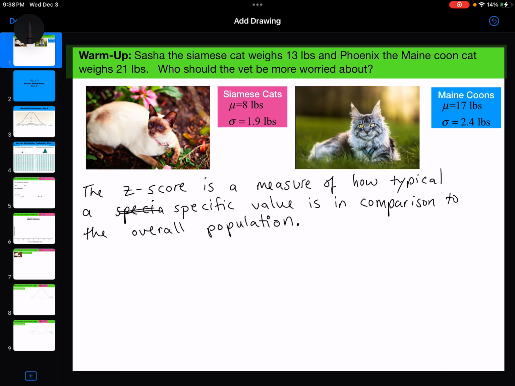And the formula that we wrote down in yesterday's notes for the Z-score is the difference between the particular value and the mean. So X is the particular value, mu is our mean, and it's in terms of standard deviations. So that's divided by whatever your standard deviation value is. Okay, so we're going to calculate this for both individual cats. So you can pause now, go ahead and calculate both of their Z-scores.